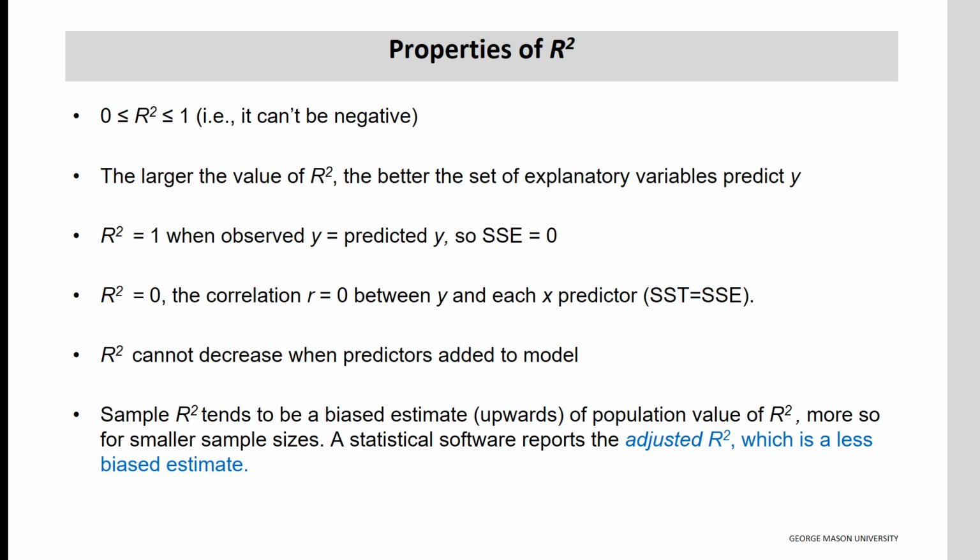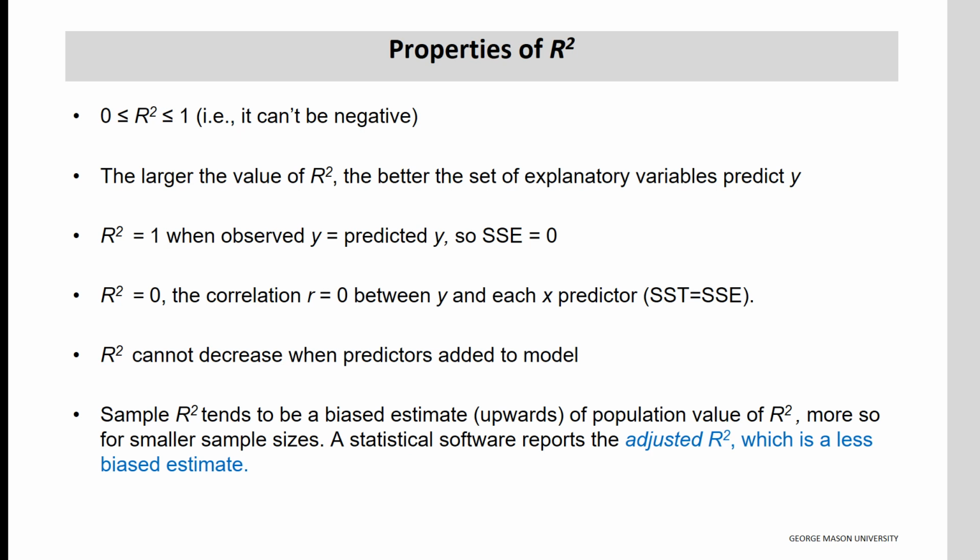When R squared equals 0, that means essentially that the correlation between your dependent variable and each predictor variable is extremely low, around 0. And essentially this means that this is not really a good model. R squared cannot decrease when predictors are added to the model. Okay, and basically the sample R squared tends to be a biased estimate upwards of the population value of R squared, more so for smaller sample sizes.